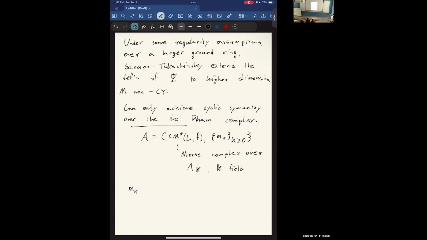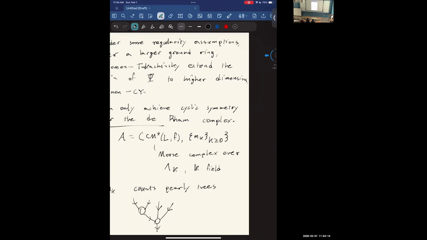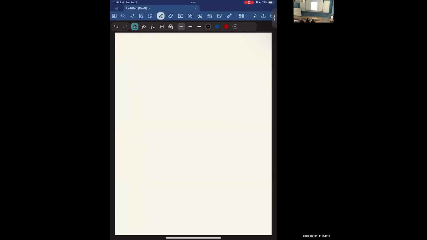And what MK is going to do now is it's going to count Hurley trees with K inputs and one output. So it's something like what we've seen in Umut's talks, except all of the vertices of my trees are just going to be labeled by holomorphic disks with marked points and boundary on my Lagrangians, possibly with some domain-dependent perturbations to achieve transversality.